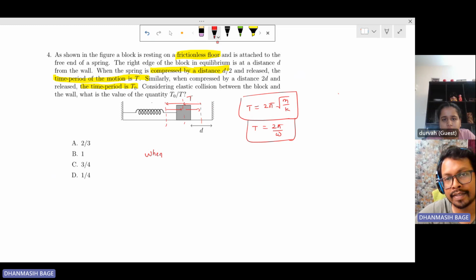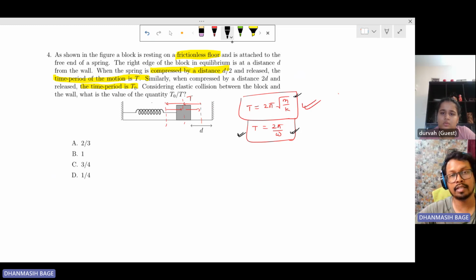And this T is given by 2 pi by omega, right? Simple. So we can say that the time period T is equal to 2 pi by omega. You can write anything, that's fine. Let's use this one because this is the simpler one. So time period is equal to 2 pi by omega. For the second one, it is a bit complicated.